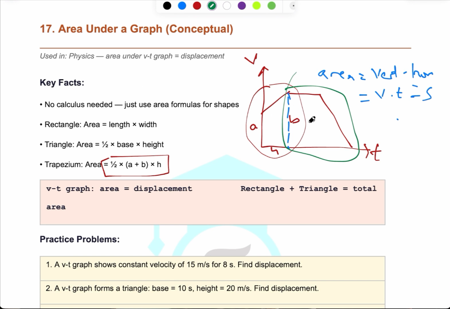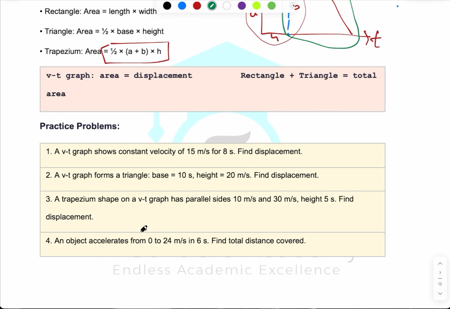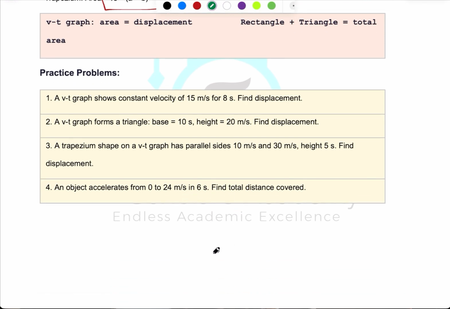And it's not only trapezium that you have. Sometimes in the question, you have rectangle, you have triangle as well. All you have to do is to be able to split those things into different shapes altogether. So let's see if we can have something of a complex one. Say an object accelerates from 0 to 24 in 6 seconds. Find the total distance covered.